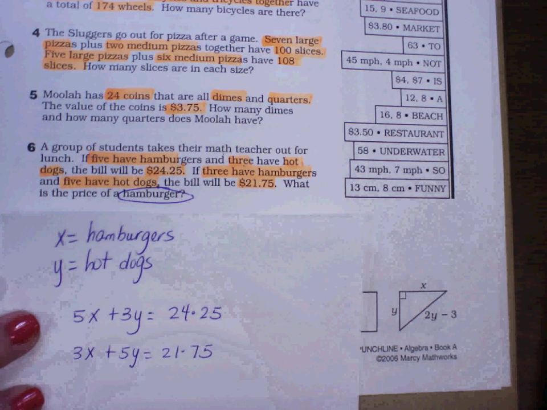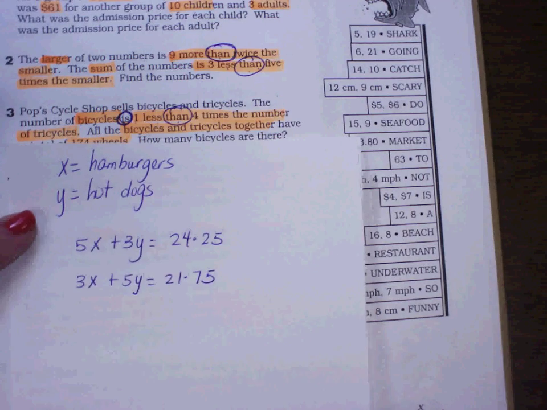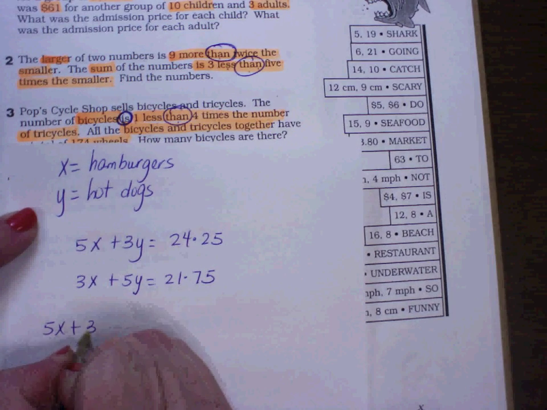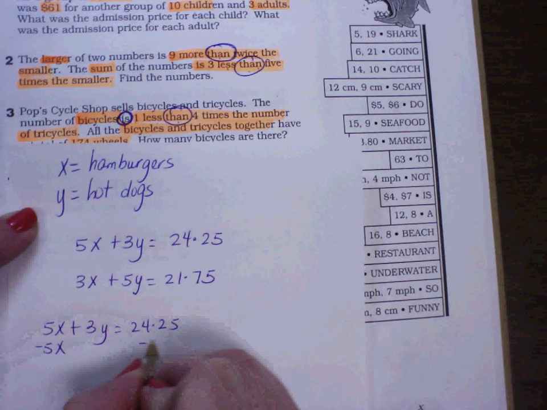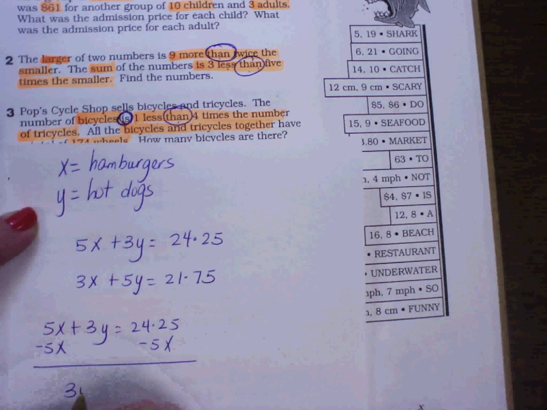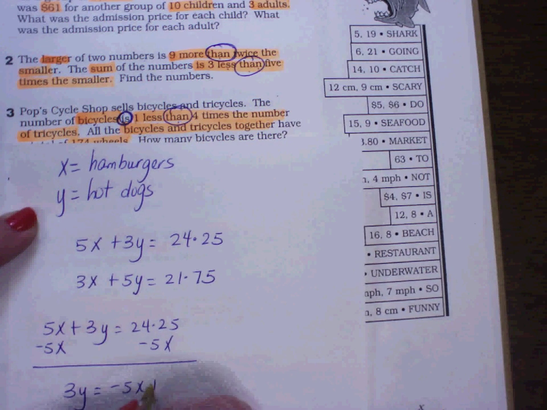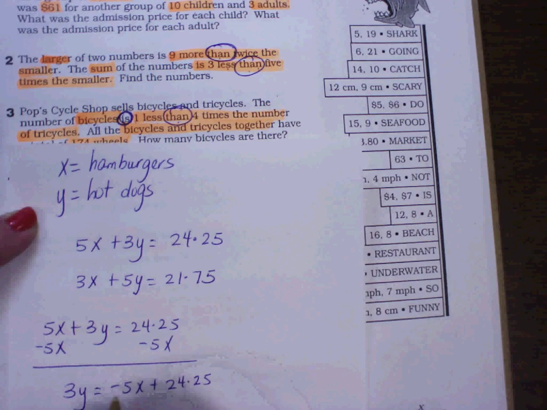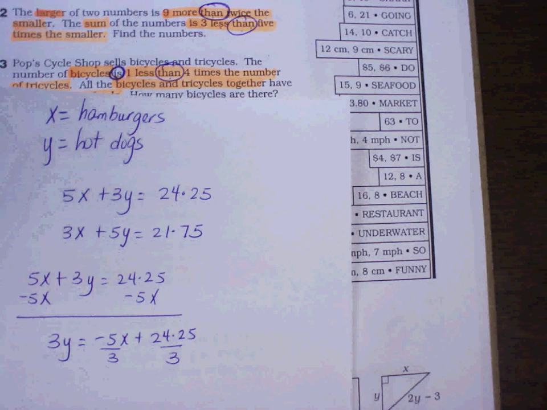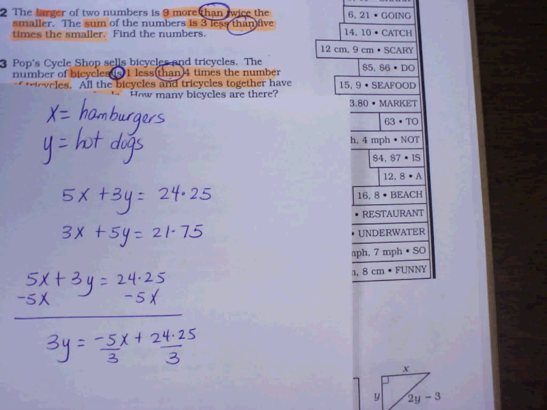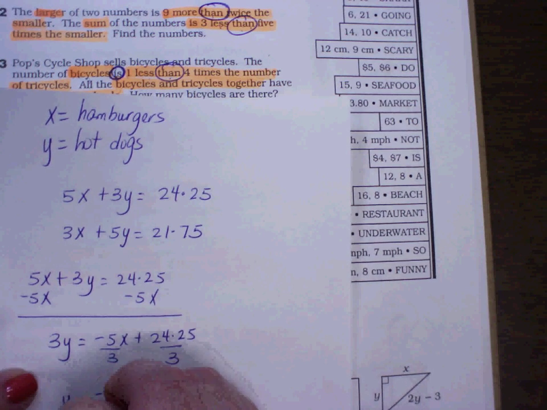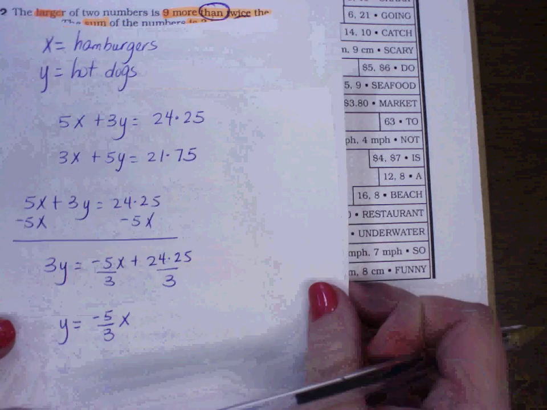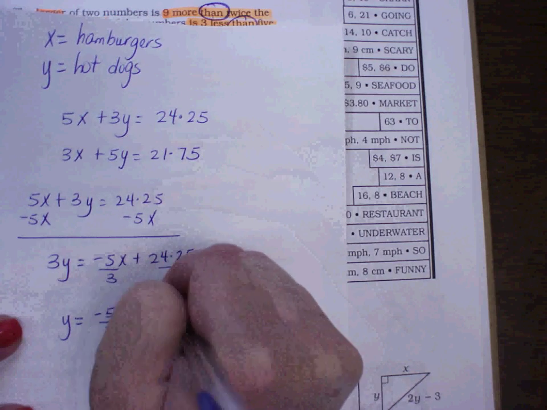5x plus 3y equals 2425. So minus 5x, minus 5x. 3y equals negative 5x plus 2425. And I'm going to divide by 3. To tell you the truth, I would just leave it as a fraction and forget about it. So y equals negative 5/3 x plus 2425 divided by 3. I wouldn't mess with it. Just leave it like it is.